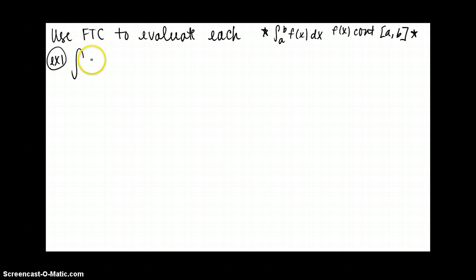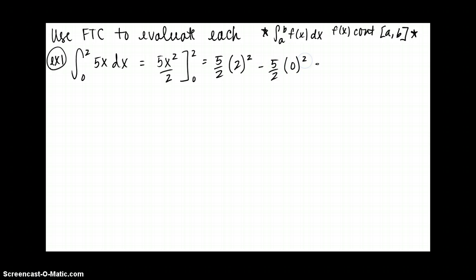Alright, the antiderivative of 5x between 0 and 2. Okay, so the antiderivative using the power rule, 5x squared over 2 between 0 and 2. Fundamental theorem says plug in my upper boundary, subtract the answer I get when I plug in my lower boundary. So this would just give me an answer of 10. Now again, the plus c, I said when you took your first quiz, don't forget the plus c. Now you don't need the c at all, and you'll see that you'll lose that quickly.